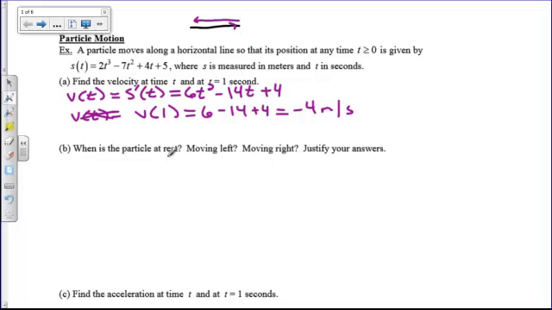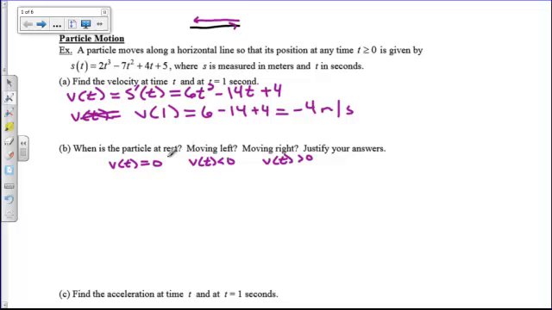Alright, when is the particle at rest, moving left, or moving right? Well, at rest, we need the velocity to equal 0. Now, to be moving left, we need our velocity to be negative. And to be moving right, we need our velocity to be positive. Justify your answers. And that's what I have here as my justification. So I just have to do the math to figure it out. So let's first of all figure out when the velocity is 0. That's the easiest thing to do.